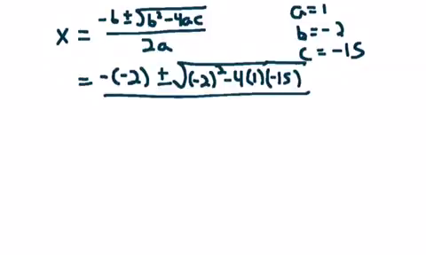So we've got 2 times a, which is 1, and this is all equal to the variable x. Okay, so let's break this down. Let's solve this in different pieces.